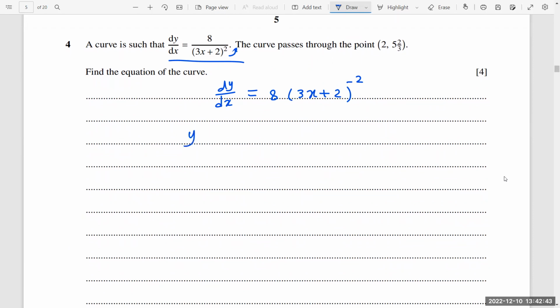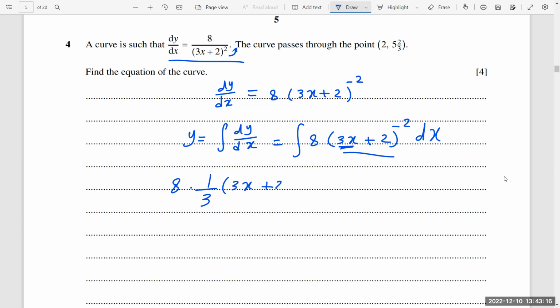After that, the curve y equals the integral of the first derivative, the integral of 8 into (3x plus 2) to the power of negative 2 dx. When you integrate, just keep the 8 outside. To integrate this, (3x plus 2) to the power negative 2, just write 1/3, the coefficient from the derivative of 3x, into (3x plus 2), add 1 to the negative 2 to get negative 1, over negative 1, plus c. This is y.